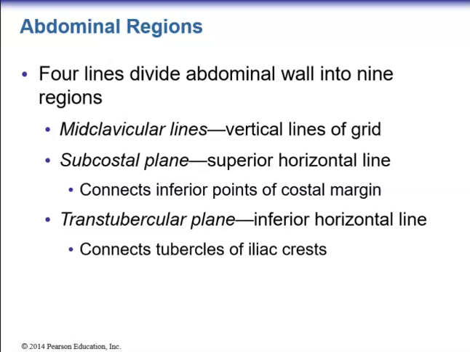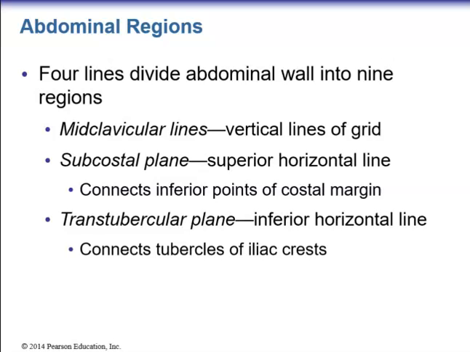We have the subcostal plane, the subcostal being that plane just underneath the costal margin. Costal means ribs. So the subcostal plane is the superior horizontal line connecting the inferior points of the costal margin. And then we have the transtubercular plane. This is the inferior horizontal line that connects the tubercles of the iliac crest.